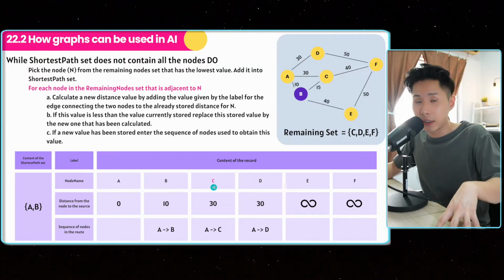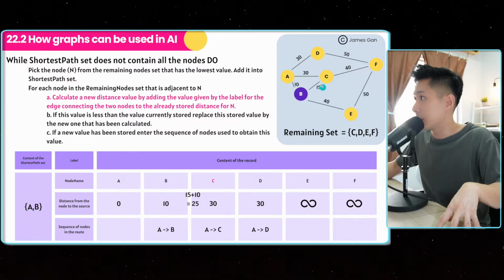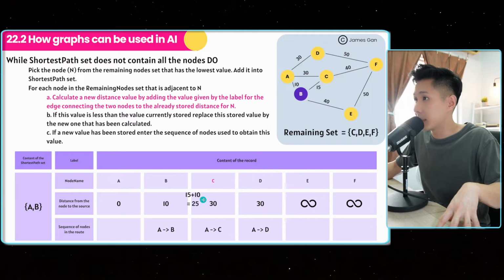So let's start off with C. For each node, calculate a new distance value by adding the value given by the label, which is B to C, 15, and adding it with the value of B. So I got 15 plus 10. So that's the value I calculated.